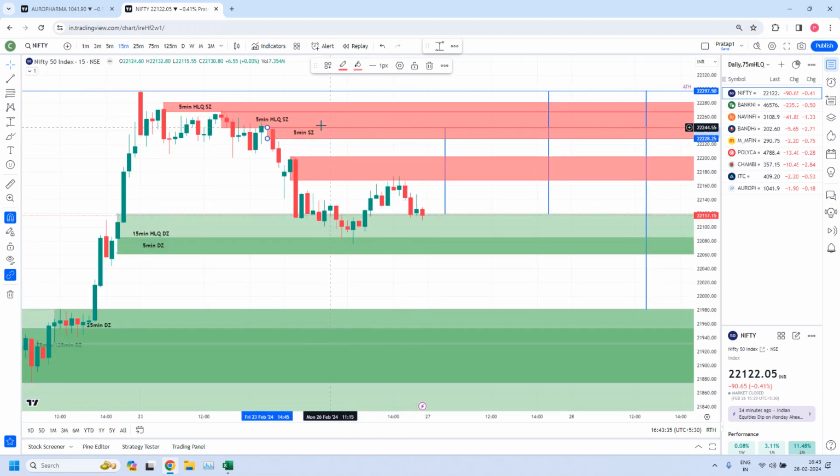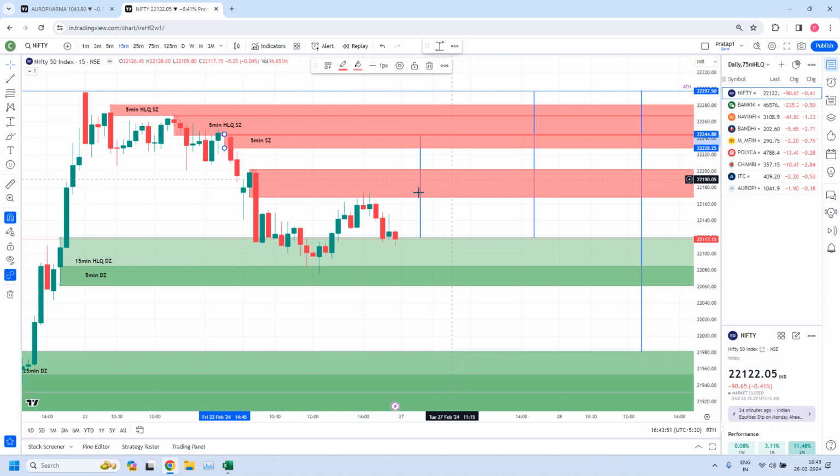But why didn't it reach up to this 5 minutes area? Because a new 15-minute zone was created today here. Today, during the market, a new 15-minute zone was created. Definitely it will hold the prices. And moreover, today, most of the time, the market is bearish. Even then, this demand worked very well, and it gave you nearly 83 points profit.